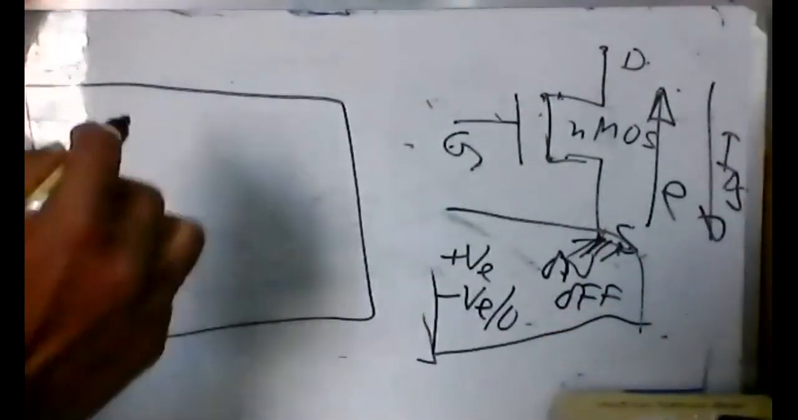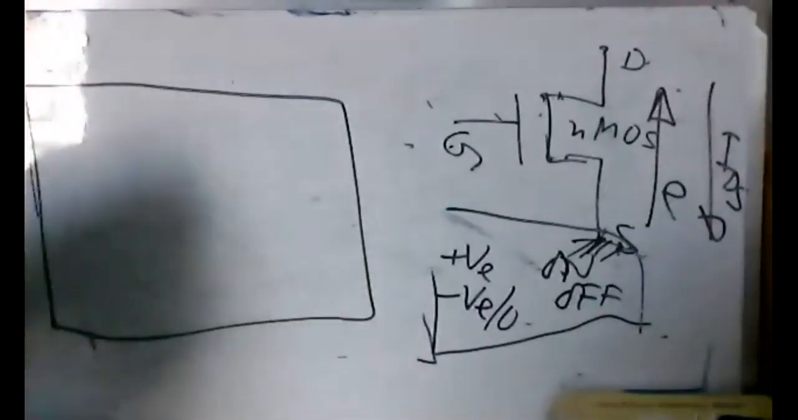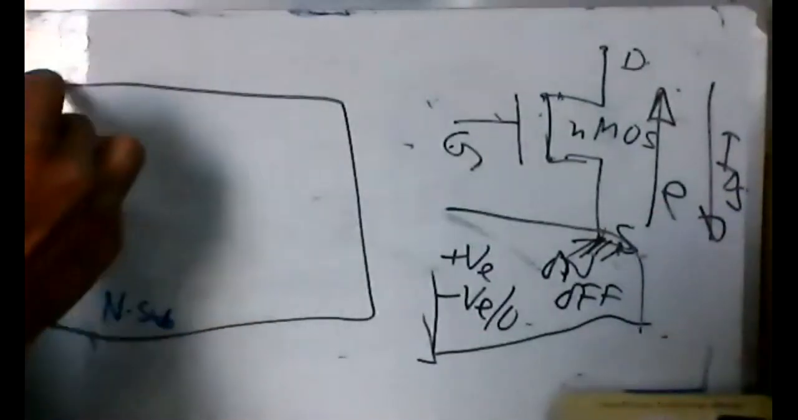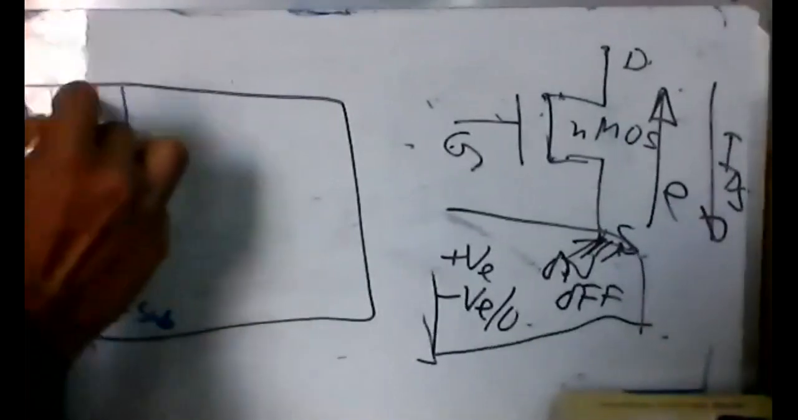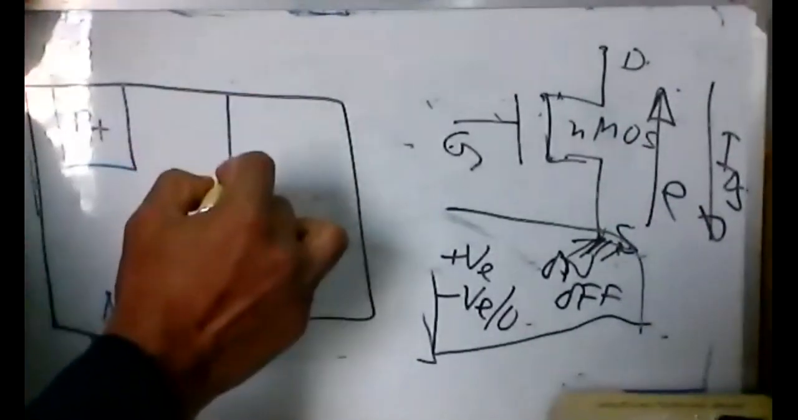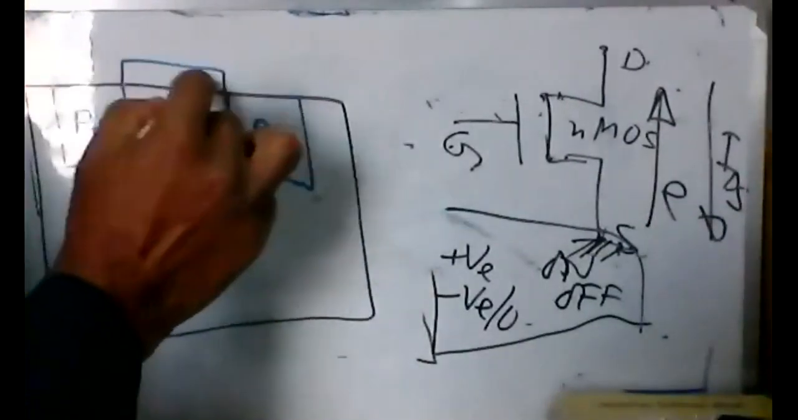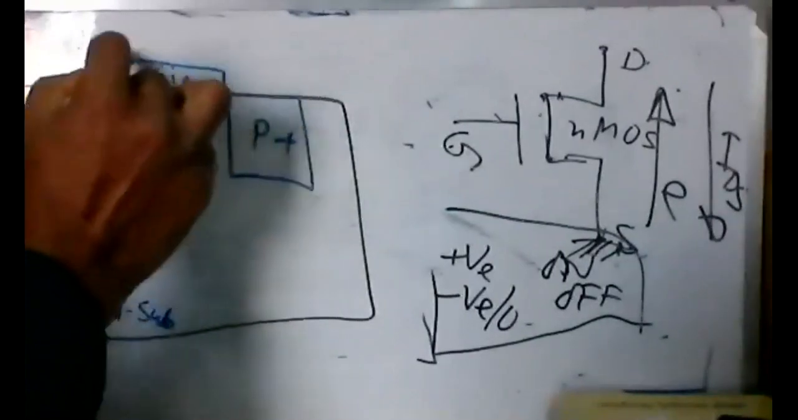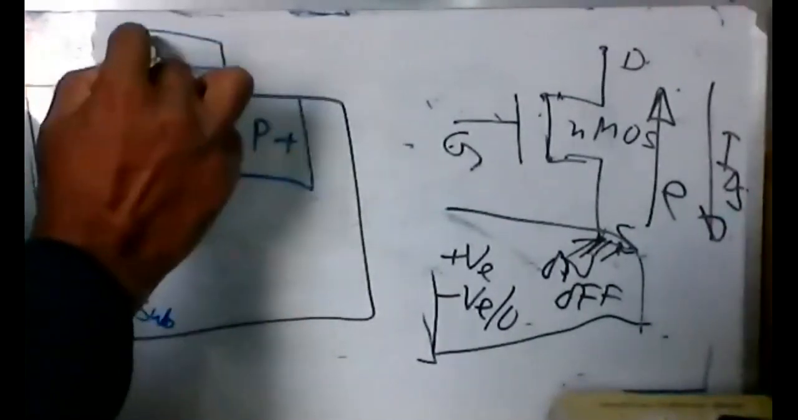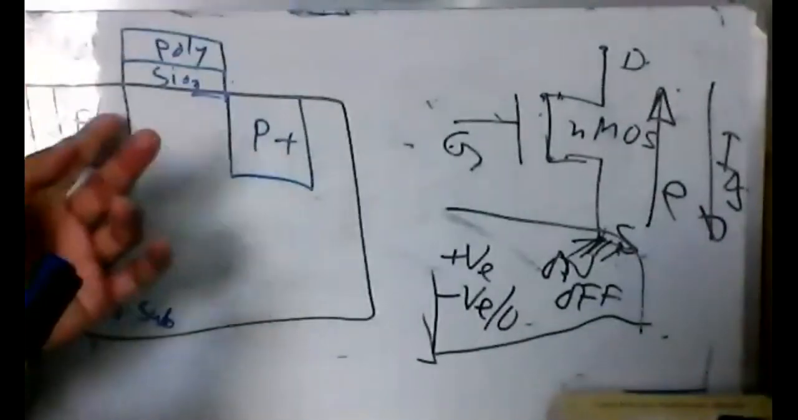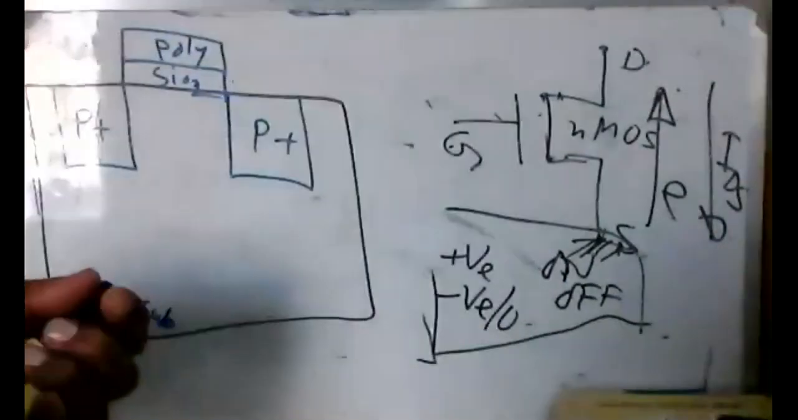And so in case of PMOS, this will be the N-type substrate, N-type sub, and this one will be P plus. Source and drain will be P plus. And in between here is the same silicon dioxide, and in here is a poly. The middle part remains exactly the same, but only the source, drain, and the body are opposite.